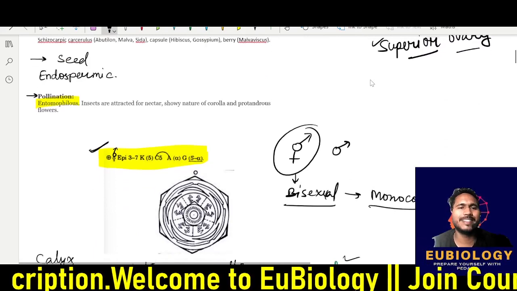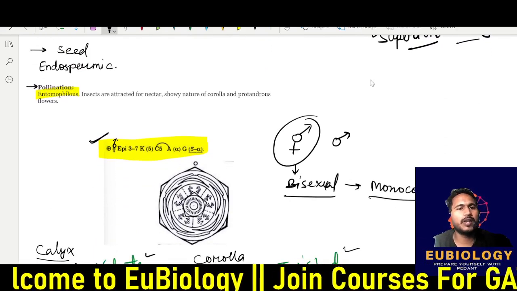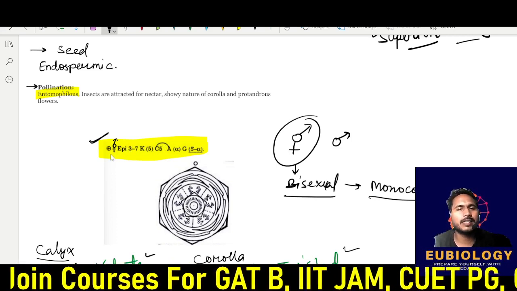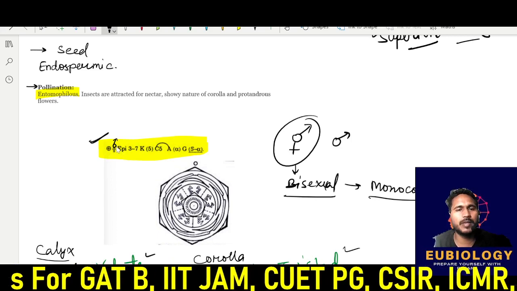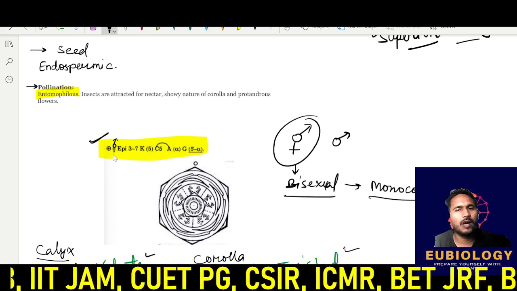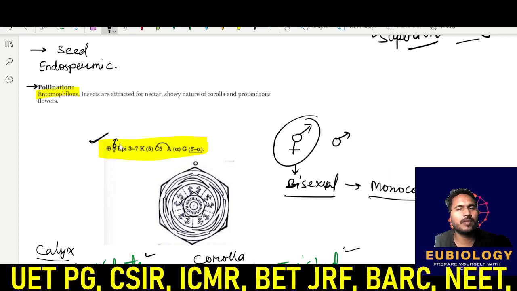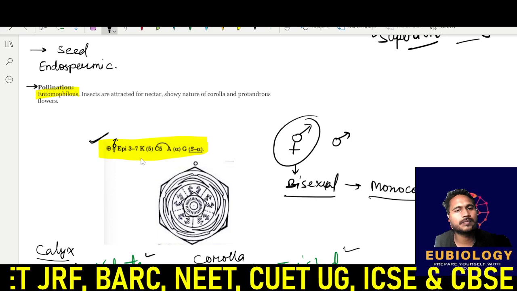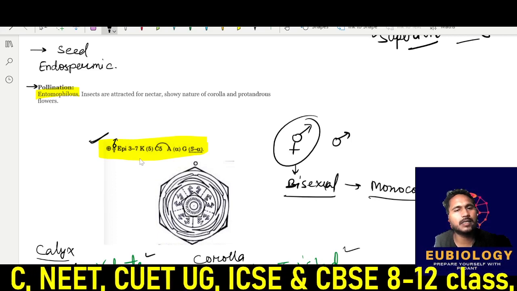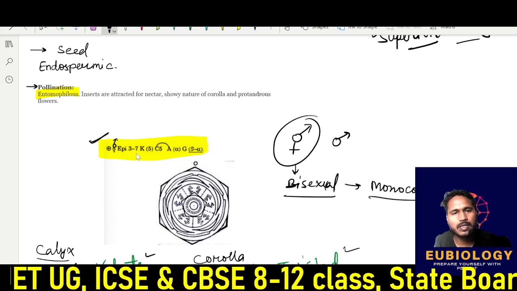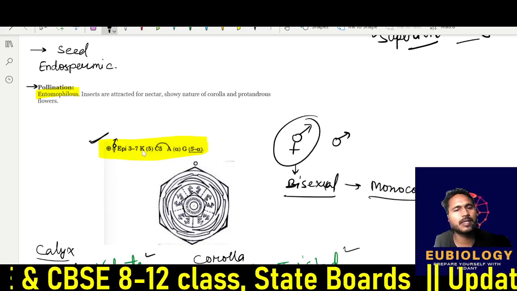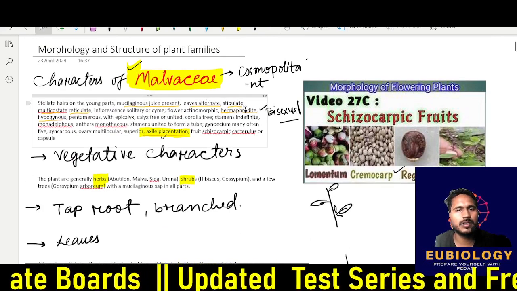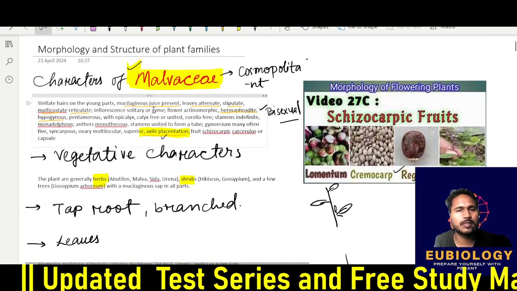Then the seeds will be endospermic, pollination will be entomophilous, and the floral formula which you have to remember is this: a circle with a plus sign, which is actinomorphic. The flower will be bisexual, so the male and female signs are there, and then the epicalyx, which they mention here as 3 to 7.